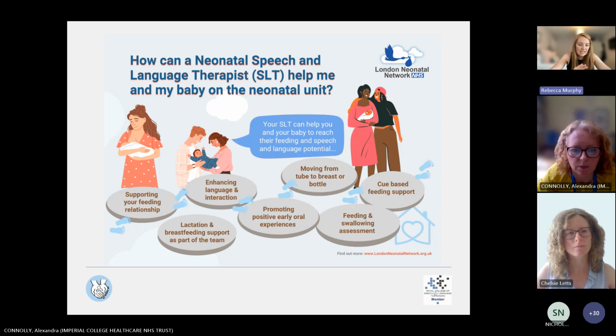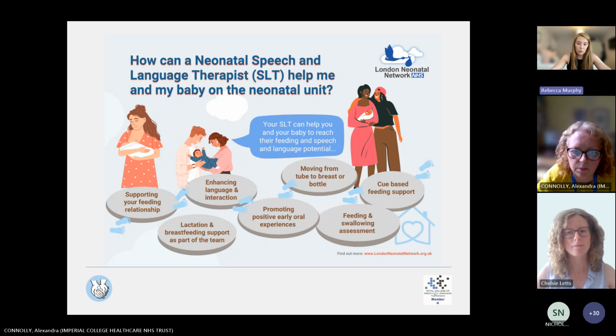You can see there the first stepping stone is supporting a feeding relationship. Obviously this is very much at the heart of what we as neonatal speech and language therapists do. We support that feeding relationship initially by supporting pre-feeding things, so maybe we encourage true and consistent skin to skin. Then we go on to support parents with whatever feeding route they choose, whether that be breast or bottle feeding, in a cue-based way, so that parents feel really confident in how to feed their baby, not only when they're on the neonatal unit, but when they leave.